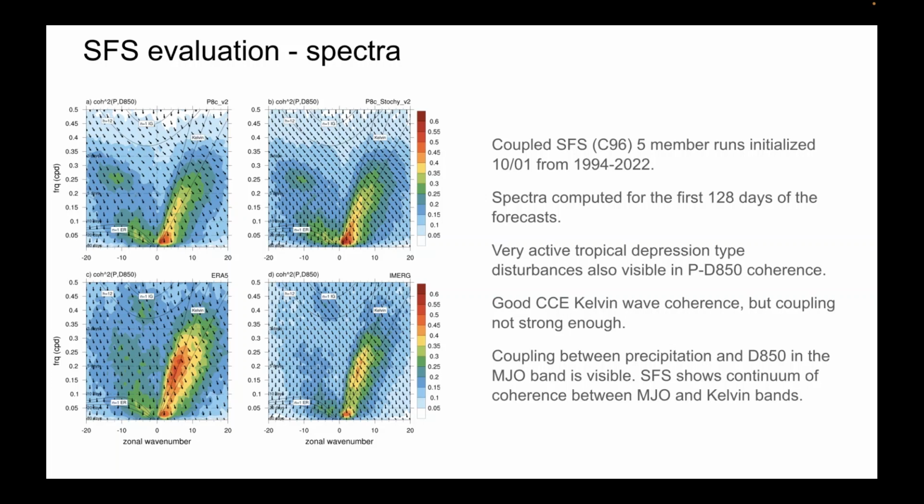And then again, in the MJO band, you also see some coupling between precipitation and low-level divergence. But one thing that you can see, and that is also pretty common when you compute these from models rather than observations, is that you get a continuum of coherence between the MJO and the Kelvin wave bands. One of the hypotheses is that the model essentially doesn't actually produce an MJO, but rather a very slow Kelvin wave. Next slide, please.